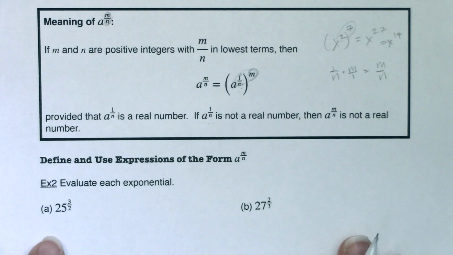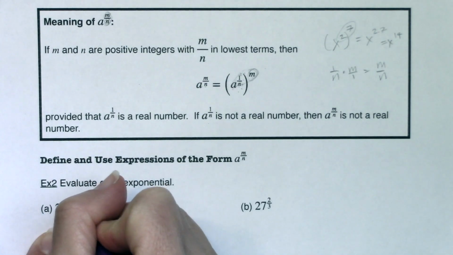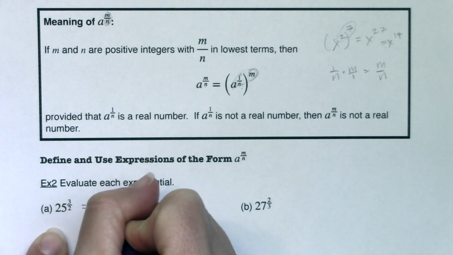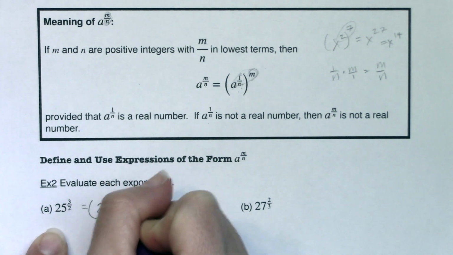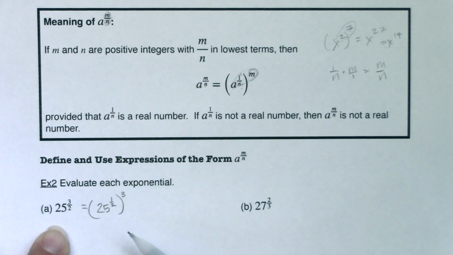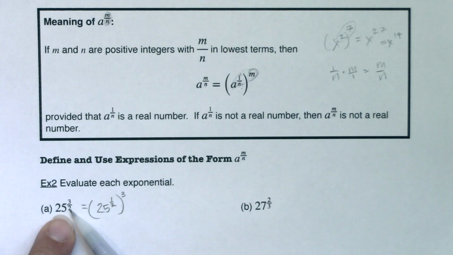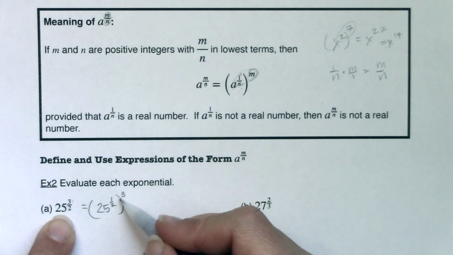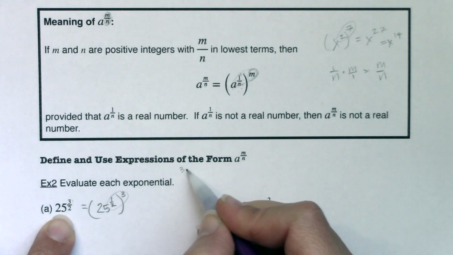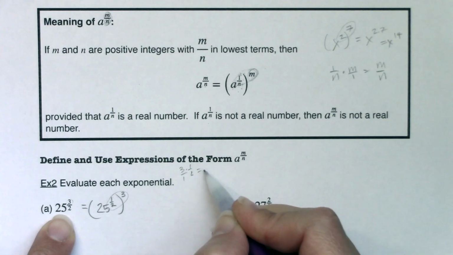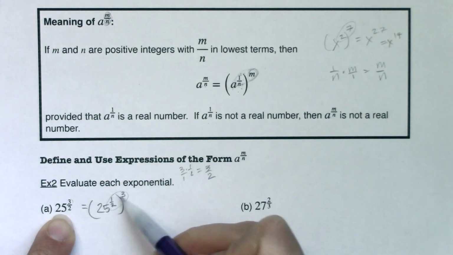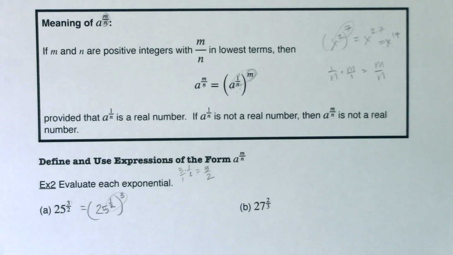All right, so let's take a look at something like example 2a, 25 to the 3 halves. What I'm going to do is rewrite this as 25 to the 1/2 cubed, right? So I'm going to break that rational exponent up by taking the denominator with the numerator of just 1. So I'll keep that 2, and then I'll put that 3 on the outside, because again, if we think about multiplying 3 times 1/2, that's 3 over 1 times 1/2, which is 3 halves. So I'm just splitting that rational exponent up.